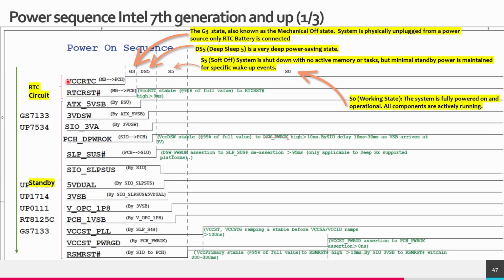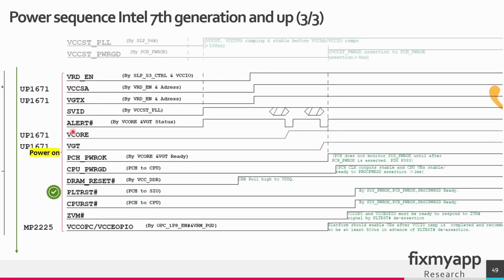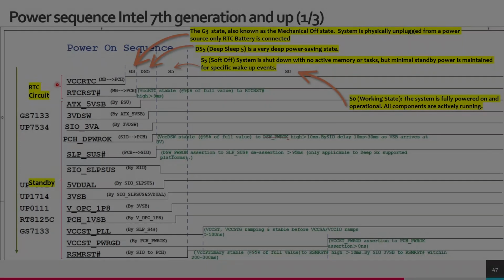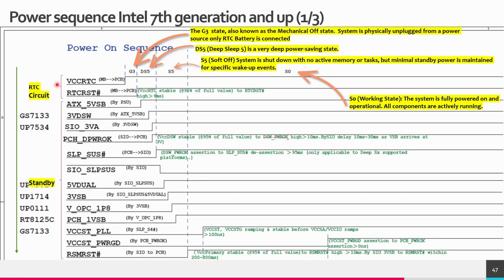I will start with the first one and I will work it down to the last two signals, which are the reset signals. I have analyzed 37 steps, so let's start. In the first power sequence, we have to create the RTC power for the PCH.